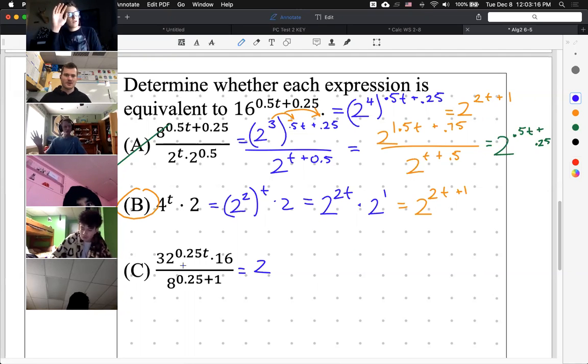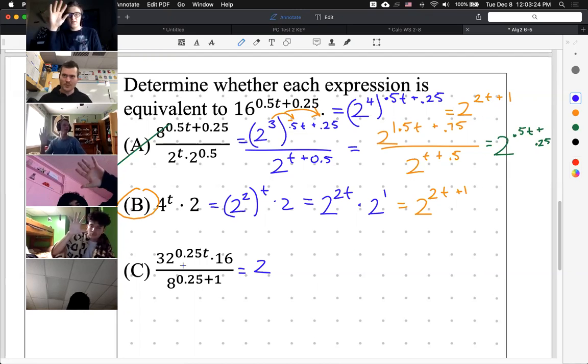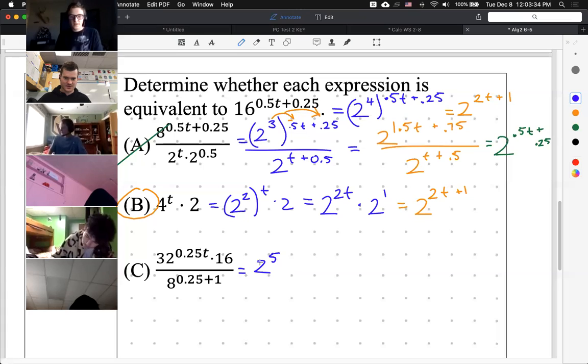2 to what power is 32? Take a guess. It's not to the power of 3. 2 to the power of 3 is 8, so it's higher than that. I only see 3 people guessing, 4 people guessing, 5 people guessing, which happens to be the right answer. It is 5. 2 to the power of 5 is 32, and then that is all still to the power of 0.25t, and then I'm going to multiply by 16, which is 2 to the power of something else.